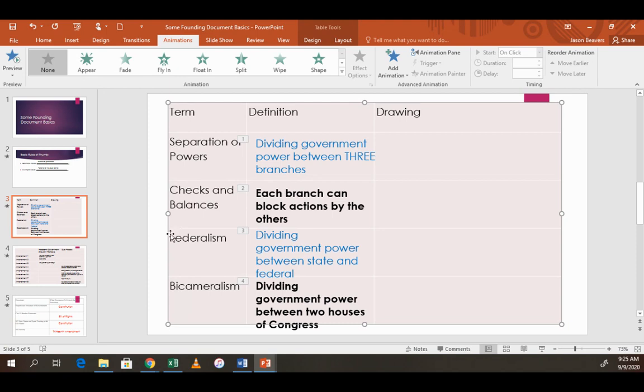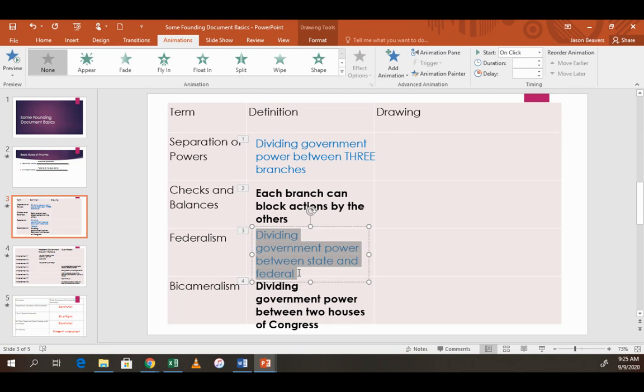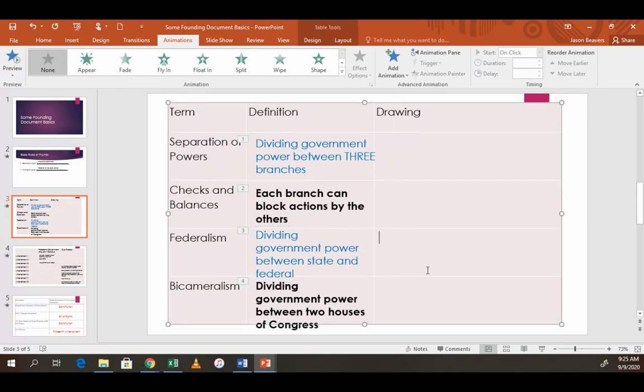And power is divided up even further in federalism. Not only does the federal government have separation of powers and checks and balances, but we also have government power divided between the federal level and states. Mr. Beavers should be pausing the video in a second so that you all can see a drawing that you can put right in here.